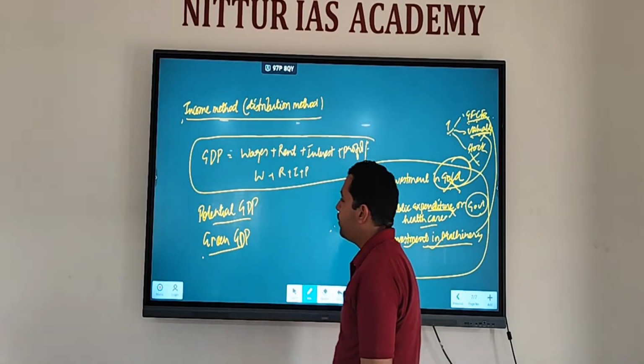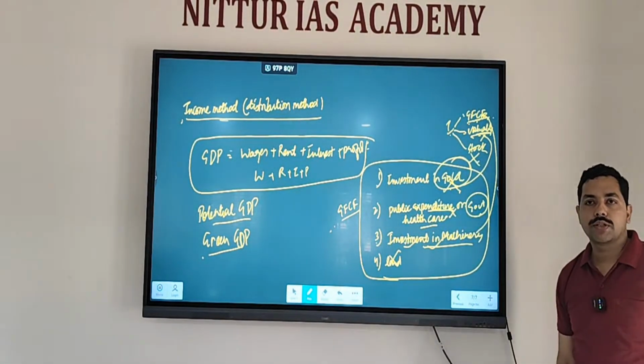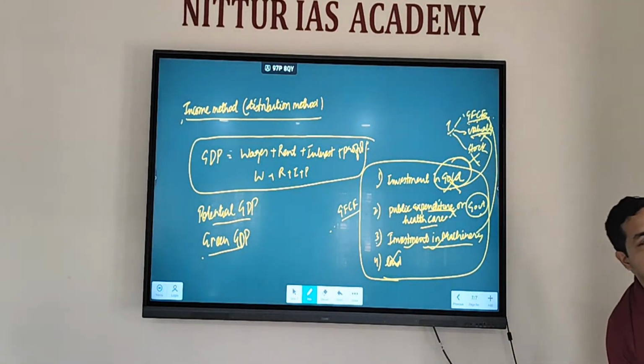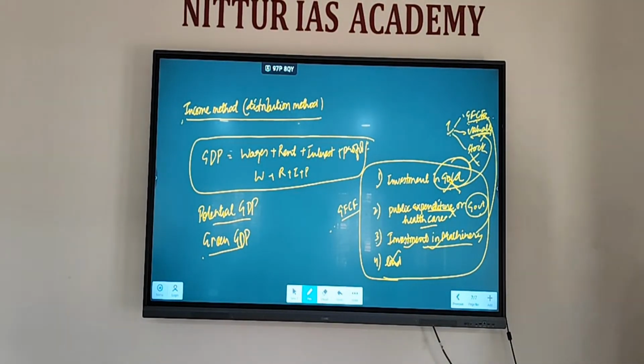So potential GDP as well as green GDP, these are the other two terms. What does potential GDP mean? As the name indicates, potential means capacity, capability: how much capability we have to produce goods and services. That is called potential GDP.